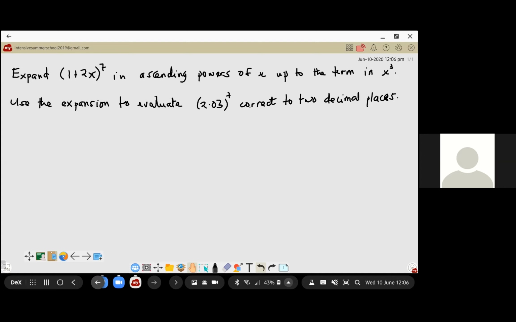Yes, please. They say expand (1 + 2x)^7 in ascending powers of x up to the term in x^3. Use the expansion to evaluate 2.03^7 correct to 2 decimal places. If you are given a question like this, how do we go by it?